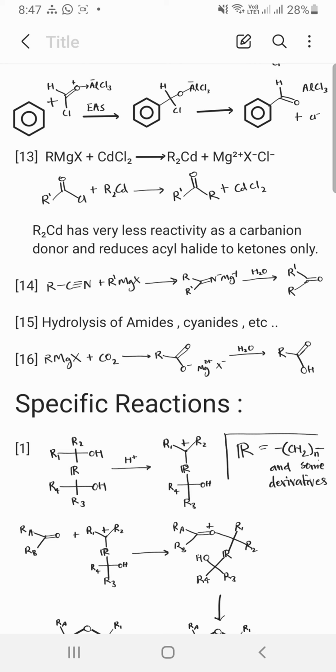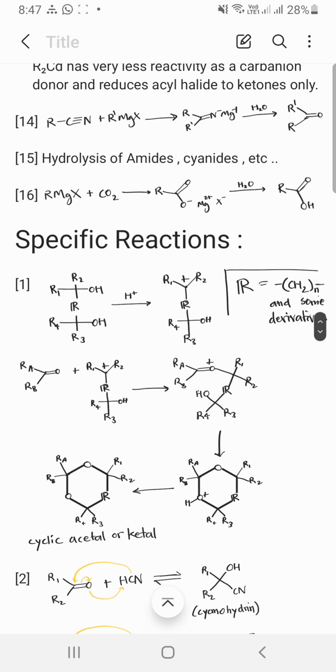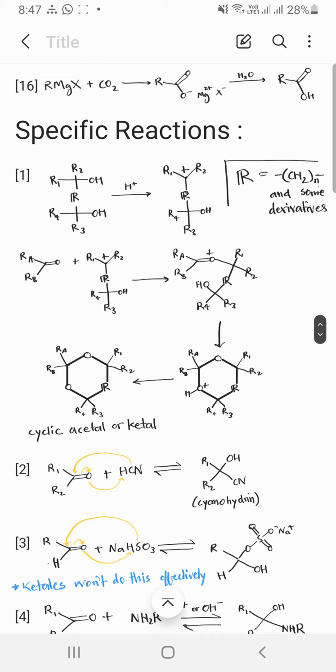Yeah, whatever. Next, hydrolysis of amide, cyanide, etc. Yeah, whatever. Ignite plus CO2. Okay, not bad. Now the main thing starts. Specific reactions.